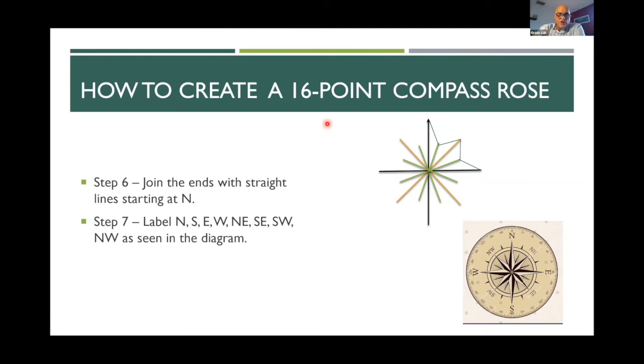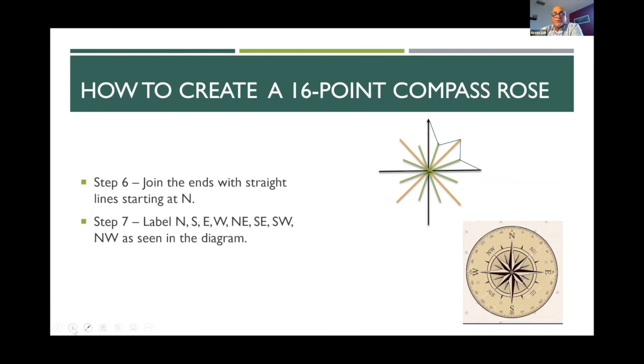All right, and of course we can label it north, south, east, west, northeast, southeast, southwest, and northwest, as seen on the diagram, the compass here. I wouldn't stress over the other ones unless you really want to put them on, all right? Because usually if we use those 8 main compass points, we're going to be fine. Good job. We're going to move on now.